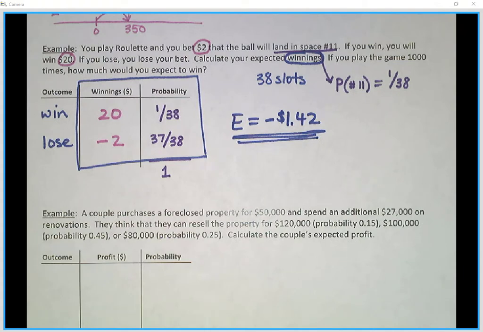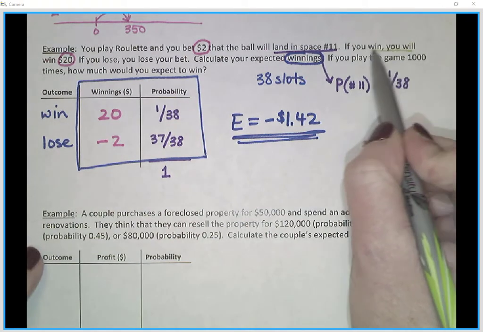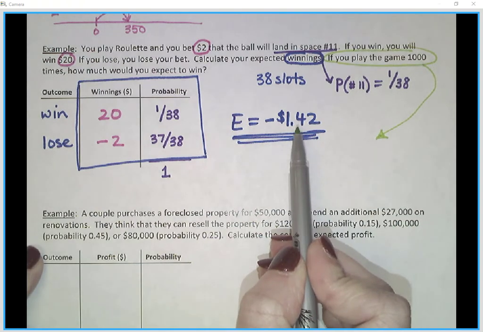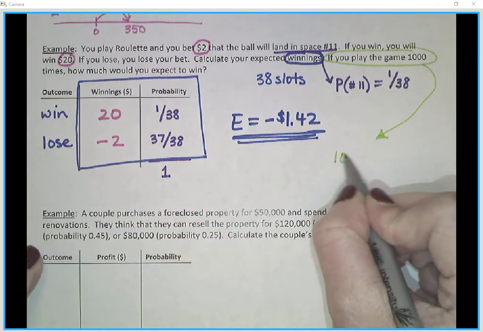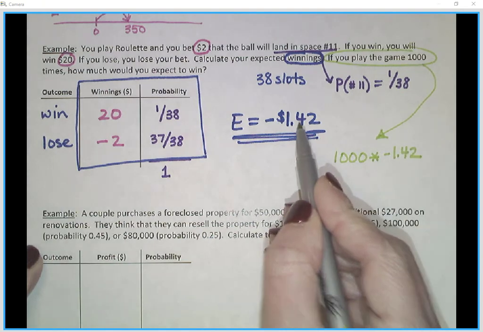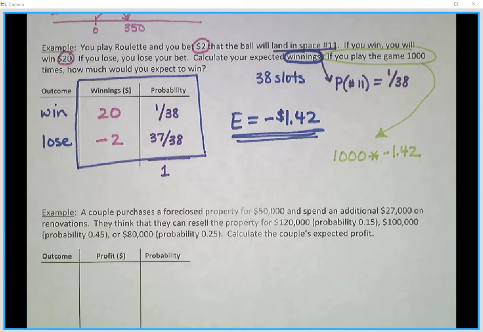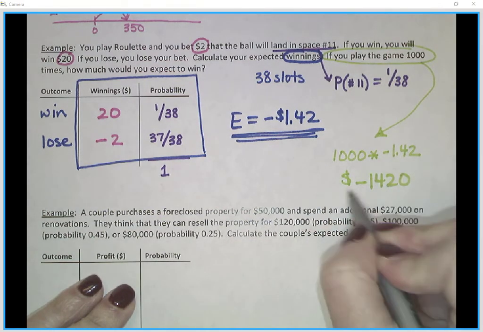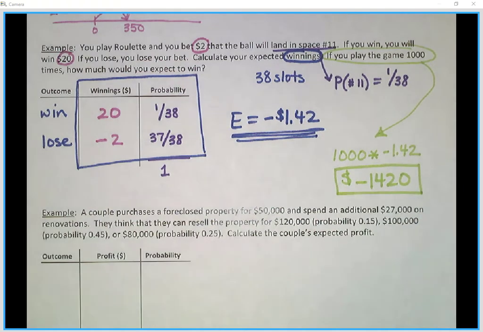Now, MyMathLab likes to ask a follow-up question. It says, if you play the game 1,000 times, how much would you expect to win? Well, if that's how much you'd expect to win playing it once, then playing it 1,000 times, all they want you to do is take 1,000 and multiply it by your expected value. So if we multiply that, you just move the decimal over. That's how much money you would expect to lose if you played the game 1,000 times.